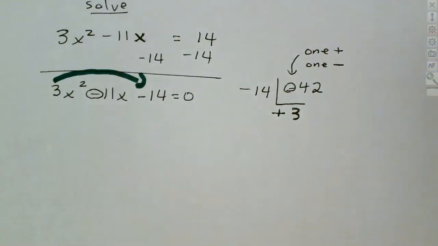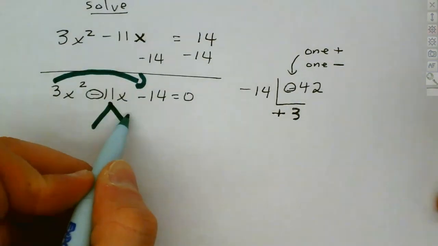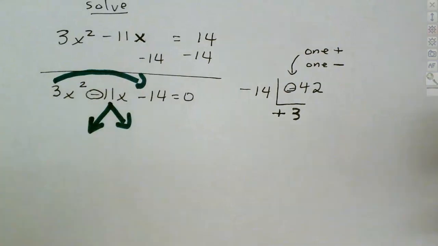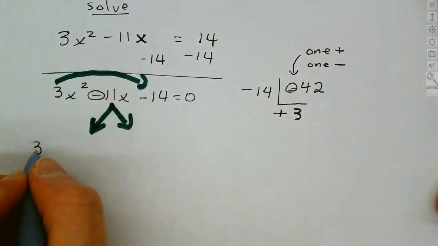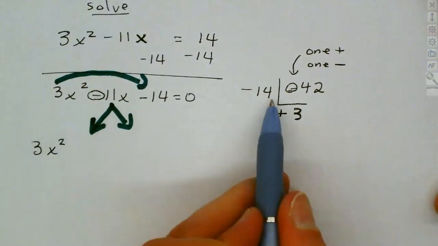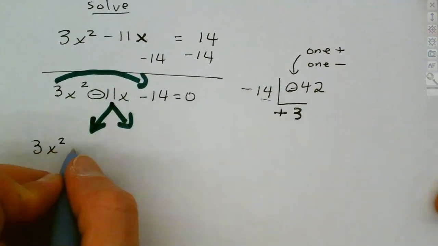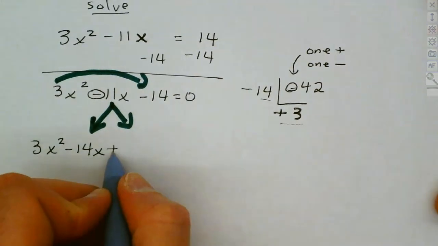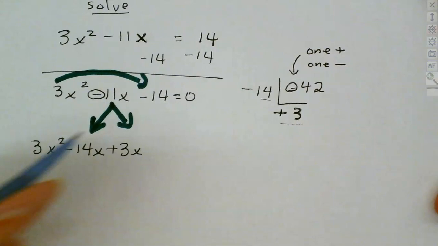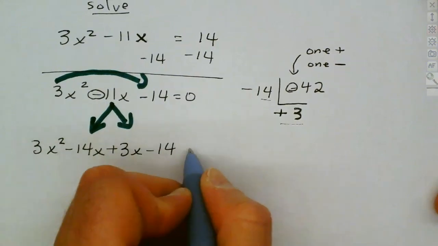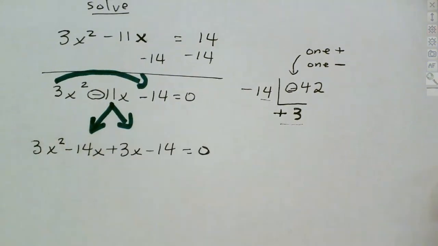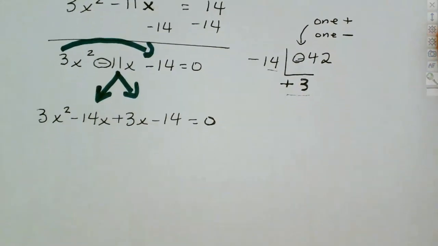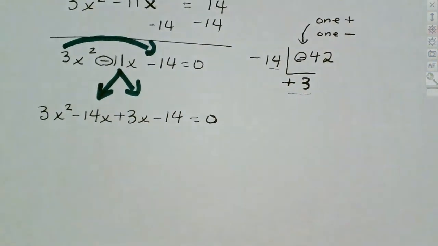We need to finish it. So what do we now do? We now take this minus 11 and we split it up. This is what we call split the middle. And this is now 3x squared. Write your numbers. First number goes first, so that's a minus 14x. And we have a positive 3x minus 14, and that equals now what? 0.